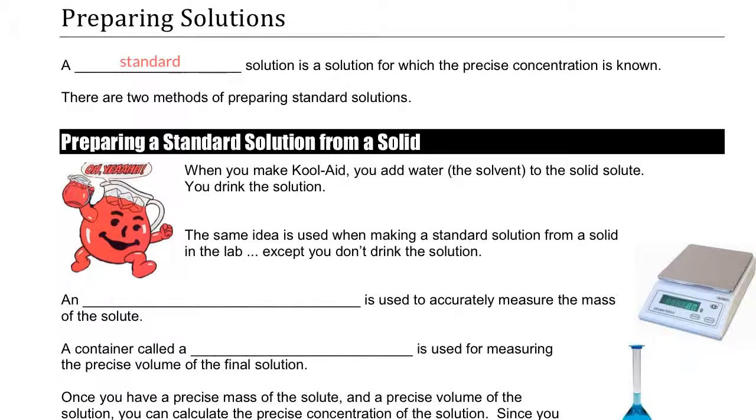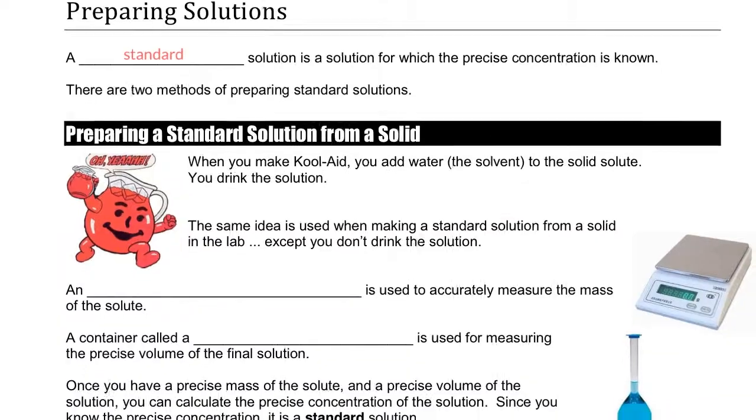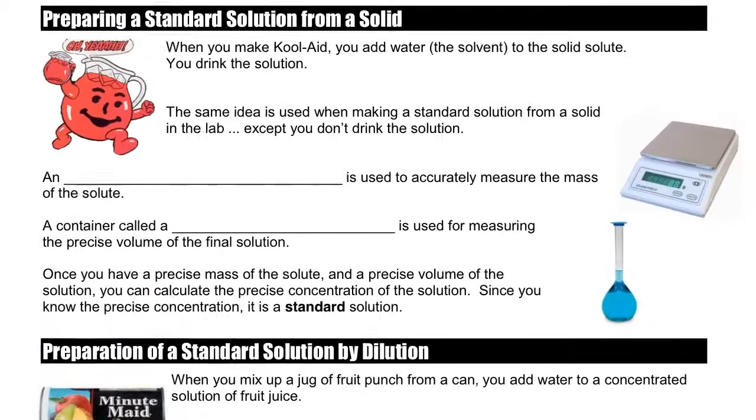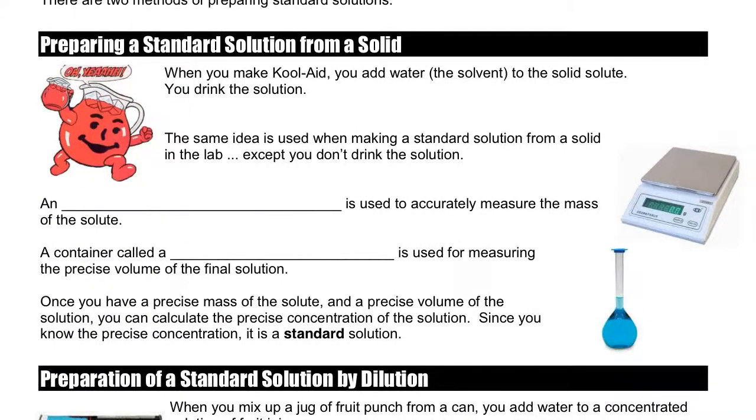But I'm going to talk about two different ways to make solutions. The first way is making it from a solid, and the second way is by dilution. So start with a solid. Here we have the Kool-Aid man. He's representing a good example of preparing a solution from a solid. When you make Kool-Aid, you have your solid powder, which is your solute, and you're measuring out a precise amount of that solid. Then you add water, which is your solvent. And that's the basic idea of how you make a solution from a solid.